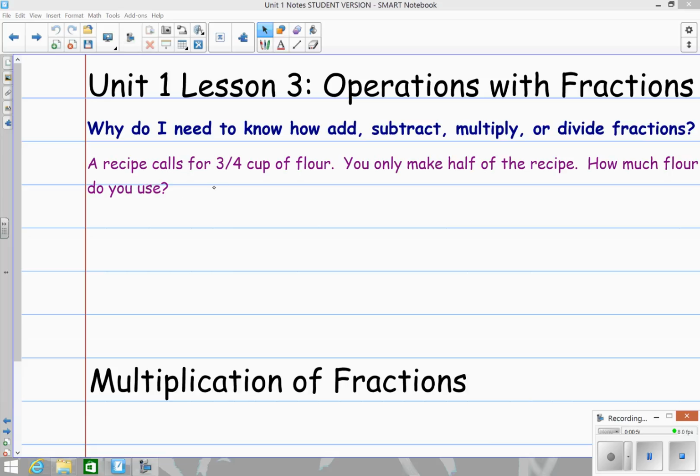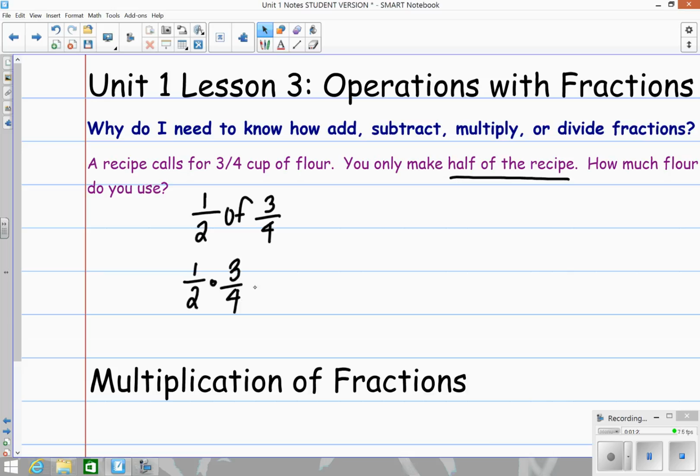So if a recipe calls for 3/4 of a cup of flour, but we only want to make half of the recipe, that means we only want half of 3/4 cup of flour. So how much flour do we actually use? I want to take a half of 3/4 of a cup. Whenever you see the word "of," it's typically going to mean multiplication. So it's going to be 1/2 times 3/4.